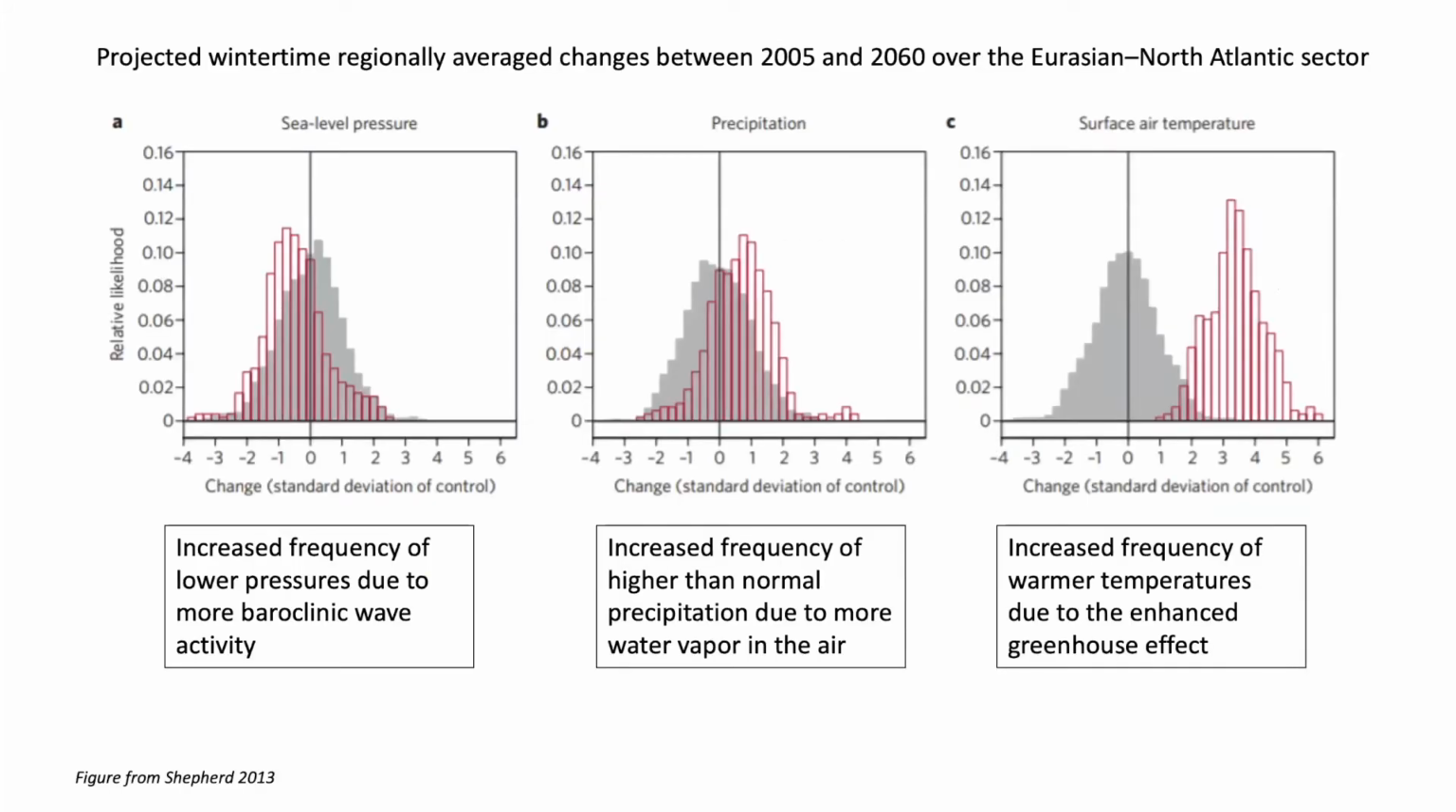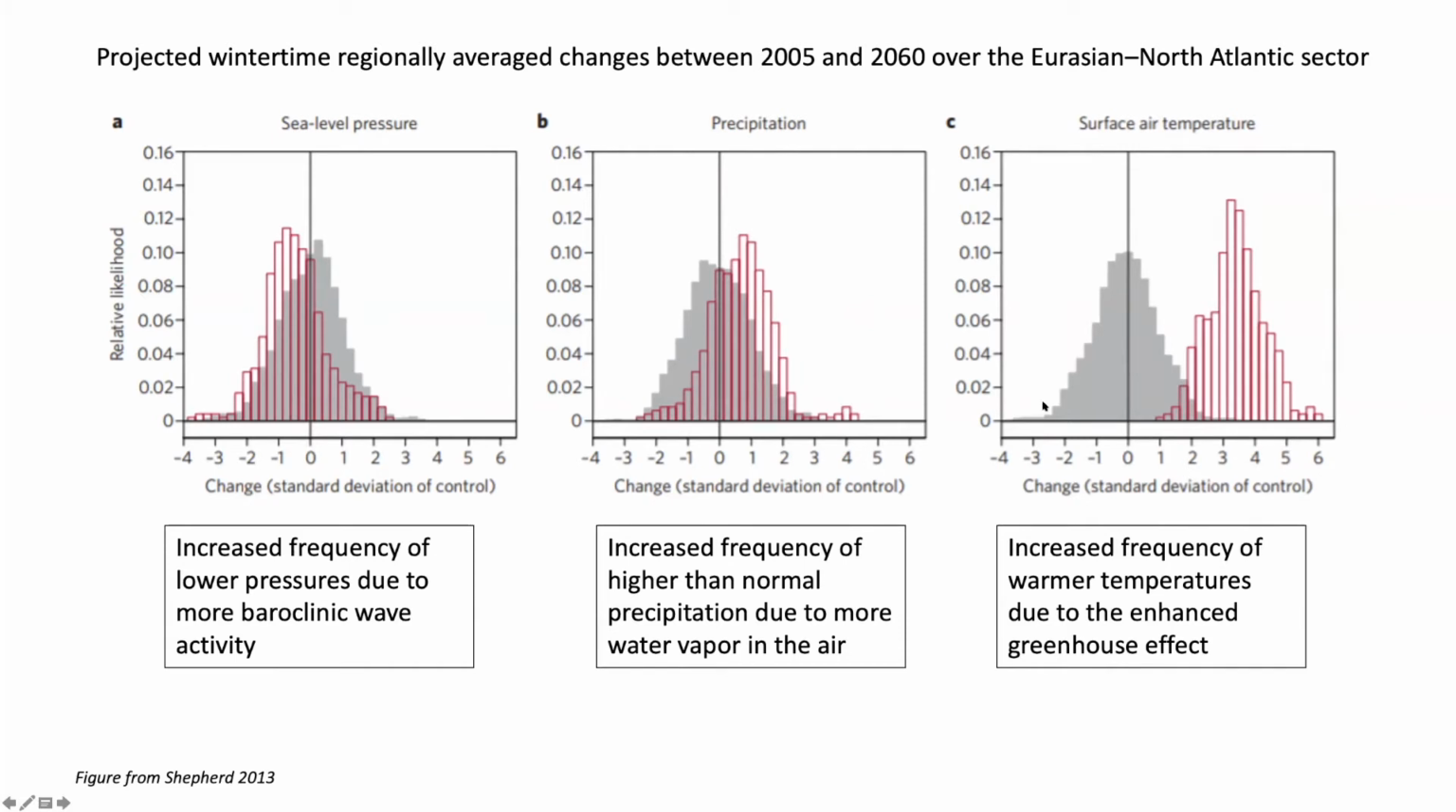I want to come back to the Shepherd paper because he shows another plot in that paper, and he didn't focus on this for the same reason I am, but this figure is just showing us distributions, and he chose to focus on the Eurasian North Atlantic sector because that's where he lives. But he's showing distributions of sea level pressure. Gray is the current climate, red is the future climate. And we're just looking at the changes in the distributions for current climate and future climate. And the point is, all of the distributions change. However, the distribution for surface air temperature changes the most.